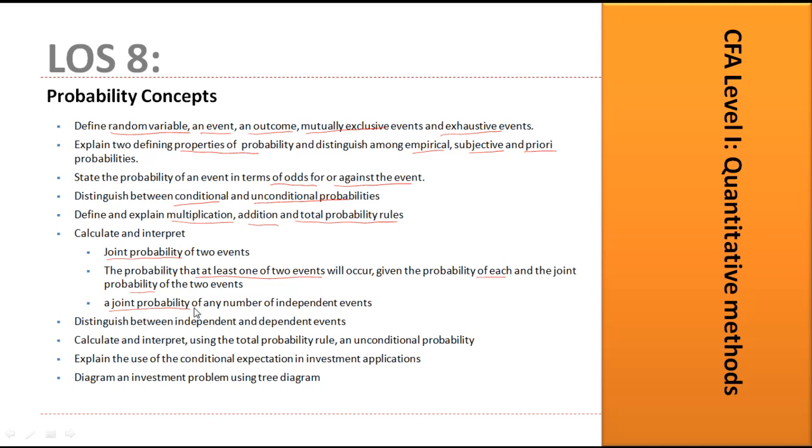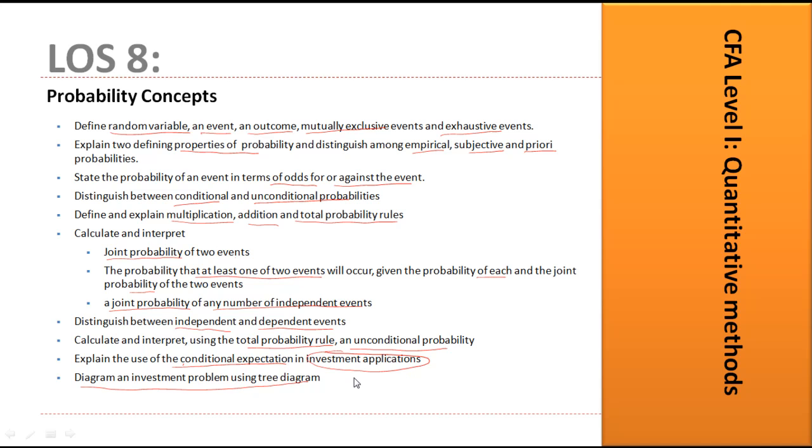Then the joint probability of any number of independent events. We'll also distinguish between independent and dependent events, and we'll look at the interpretation of the total probability rule and unconditional probability. And finally we'll look at the use of conditional expectations in investment applications, and we'll look at the diagram of an investment problem using a tree diagram of probability.